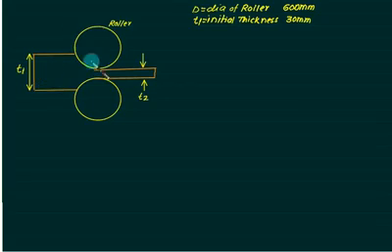So don't go by my actual figure. In the actual figure, this radius is very large. T2 is the final thickness. So it is reduced to around 20 mm or around 25 mm. So let's say 20 mm.